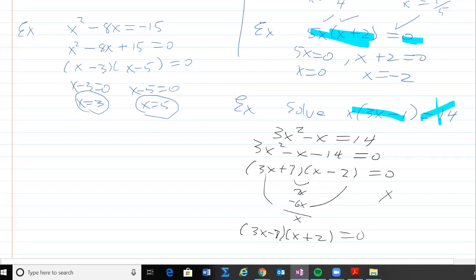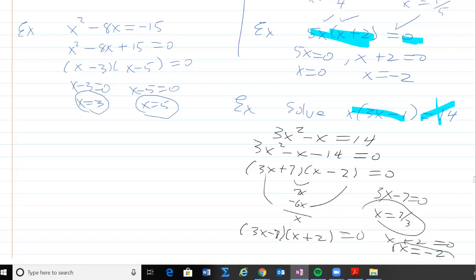Okay, so now I've got it factored, set to 0. So we get x equals 7/3. And then this other one is x plus 2 is 0, so x is negative 2. So I got my two answers there. Okay, I want to look at one more here. One more to do, and then be done with solving equations by factoring.